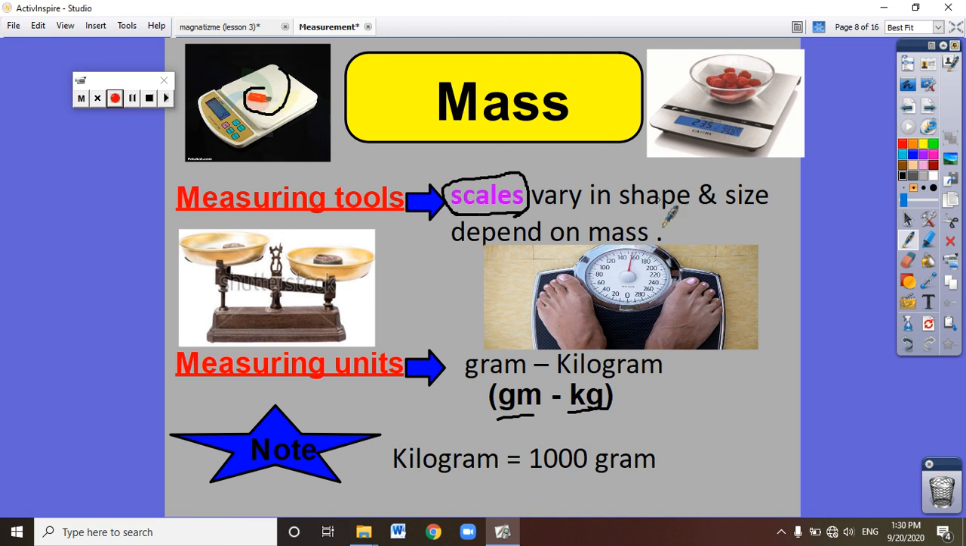I want to measure the mass of my body. I will use gram or kilogram? Very good, I will use kilogram.